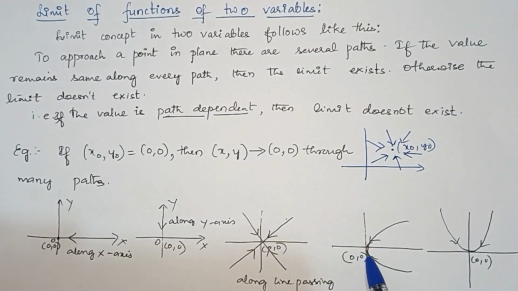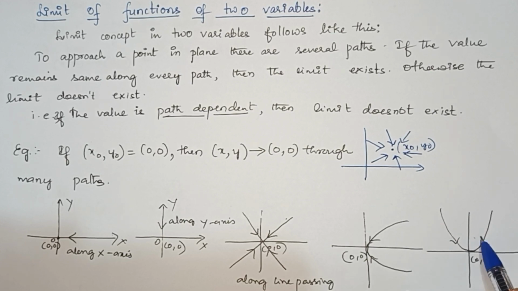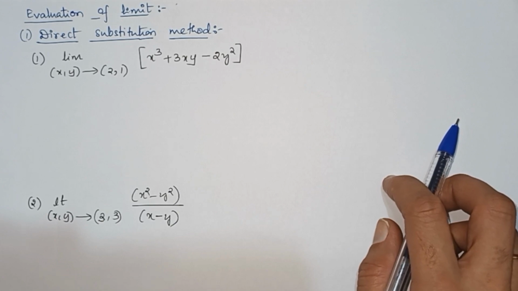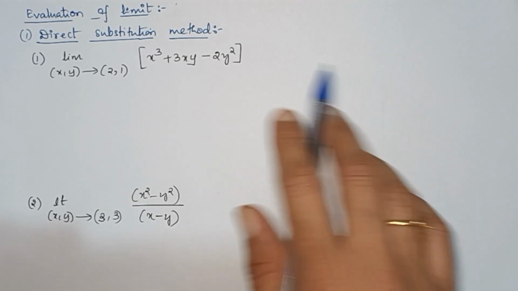Similarly, you can approach the origin through the parabola y square equal to x, or else you can approach the origin using this parabola y equal to x square. So, this is the concept of the limit of a function of two variables. How do we evaluate the limit of functions of two variables if it exists?